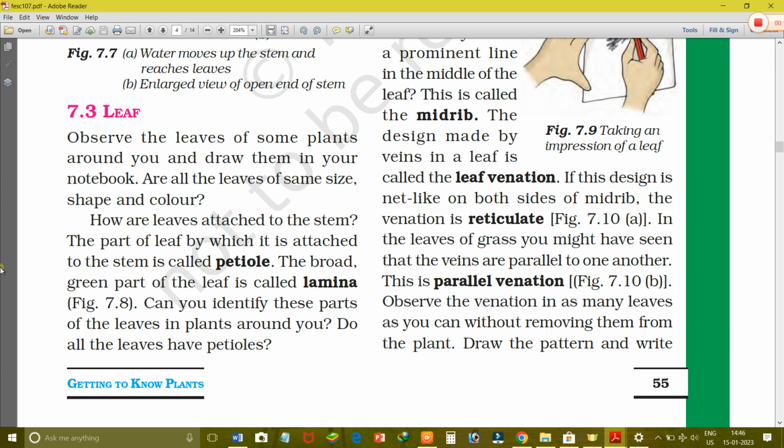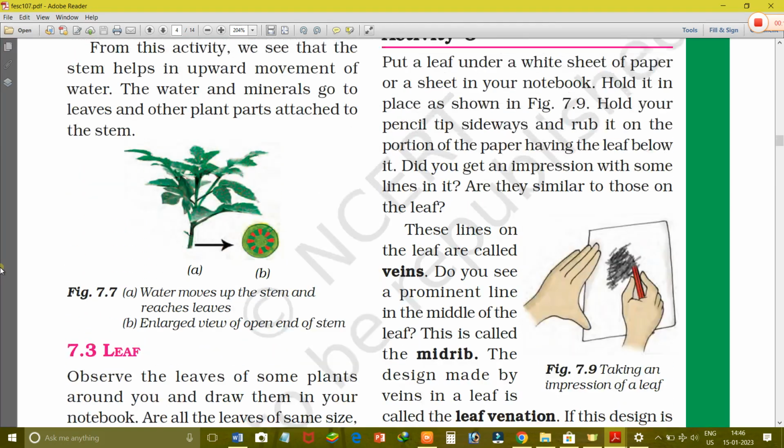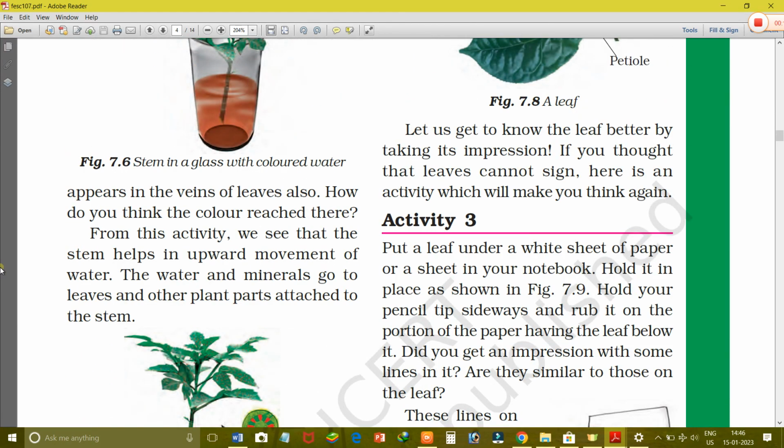The broad green part of the leaf is called lamina. Can you identify these as parts of the leaves in plants around you? Do all the leaves have petiole? Let us get to know the leaf better by taking its impression.